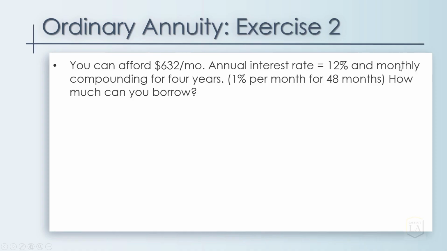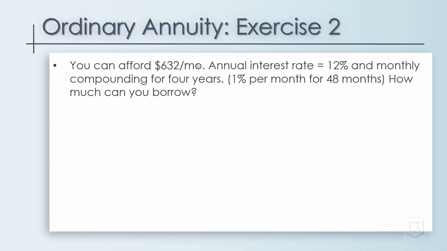So most likely you will have a different compounding period, and it says it's monthly compounding for 4 years. So you're able to make a monthly payment amounting to $632 per month with an interest rate of 12%, monthly compounding for 4 years. And if that were the case, how much can you borrow? What is the amount of loan that you can get with this information?